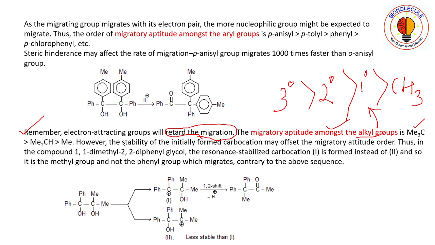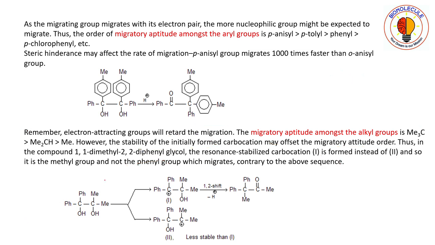These were the migratory aptitude trends, but first we have to consider the stability of the initially formed carbocation. See here, however the stability of the initially formed carbocation may offset the migratory aptitude order. Thus in the compound 1,1-dimethyl 2,2-diphenyl glycol, the resonance stabilized carbocation 1 is formed instead of 2, and so it is the methyl group and not the phenyl group which migrates, contrary to the above sequence.